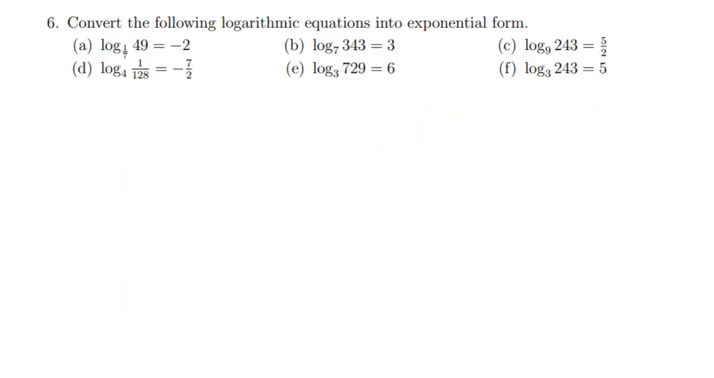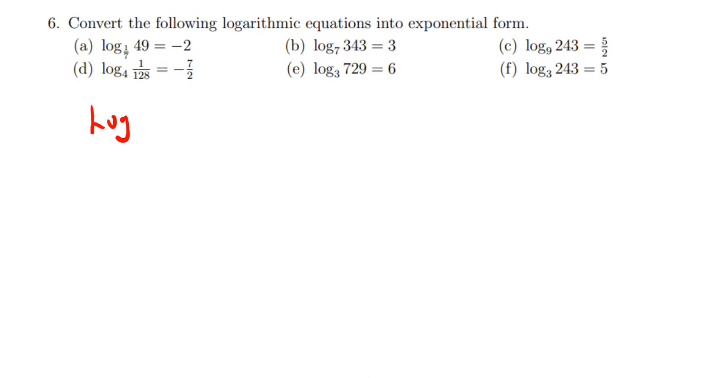Let's solve number 6. We are told to convert the following logarithmic equations into exponential functions. So these are some of the basics. We're saying log base 1 over 7 of 49 is equal to negative 2. A simple explanation I can give: if I've got log base 2 of 5 is equal to, let me say, 1. This is just a generated question.